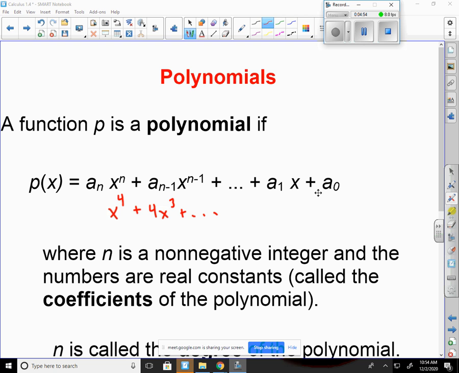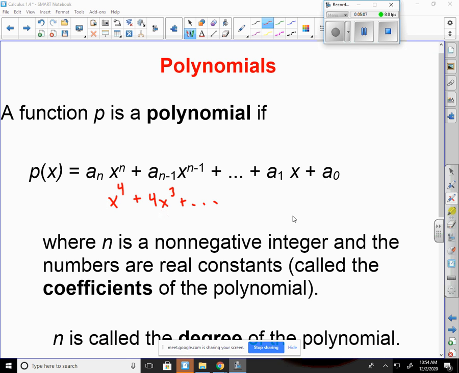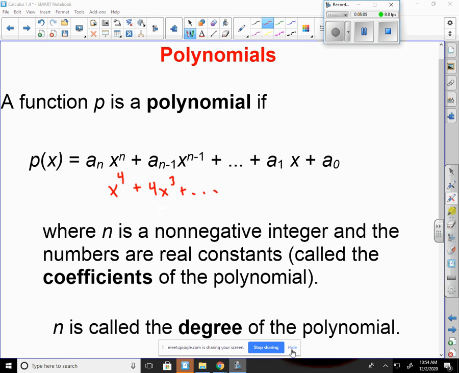So as long as n, or your exponent, is a non-negative integer and the numbers are real constants, which are called the coefficients, then n is called the degree of the polynomial. So the highest power is the degree of the polynomial.